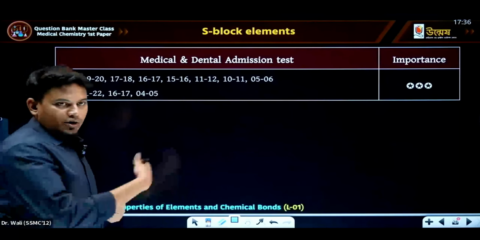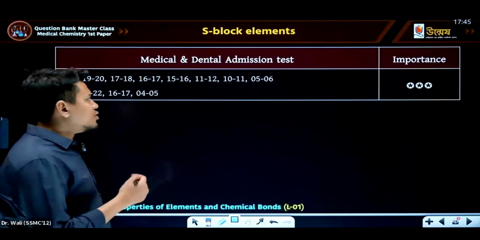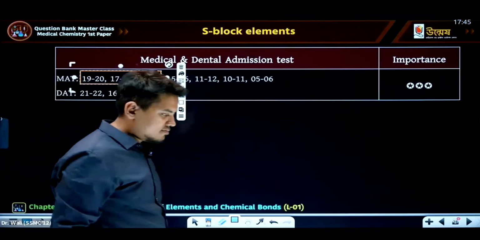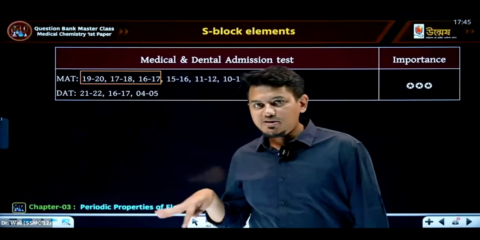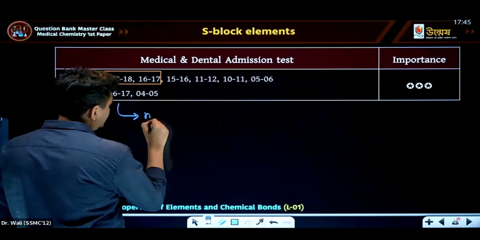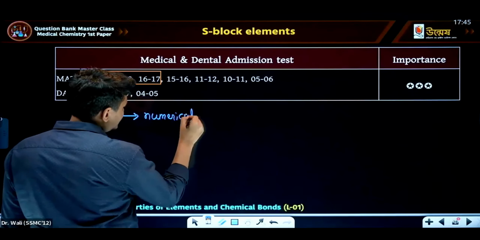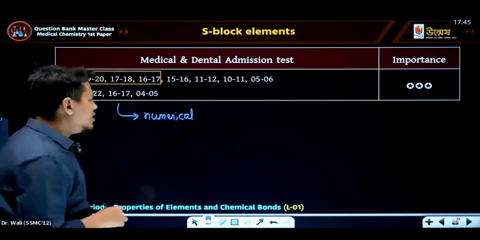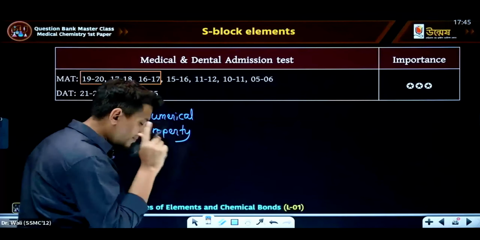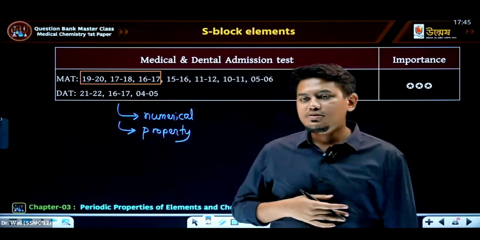Okay, now we will start on S block elements. From S block elements, we can see that in medical admission tests 19-20, 17-18, 16-17, almost chronologically, they appeared. S block elements got some questions in previous medical admission tests. But what types of questions are usually there? Some numerical information like the number of elements, number of metals, number of non-metals within the S block. Some questions can be related to their properties. Property means which element is easier to cut with a knife.